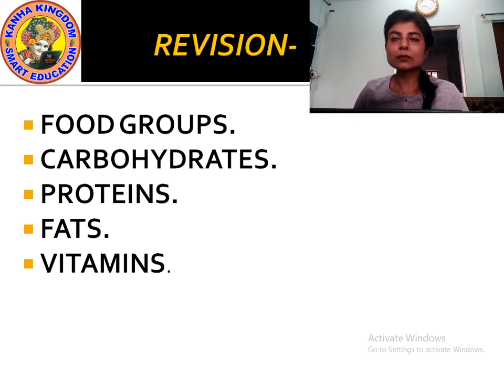Then vitamin D. What does vitamin D do? Vitamin D absorbs the calcium that we get from the food in our body. The main source of vitamin D is sunlight. Cheese, milk, egg, fish and yogurt are the other sources of vitamin D.